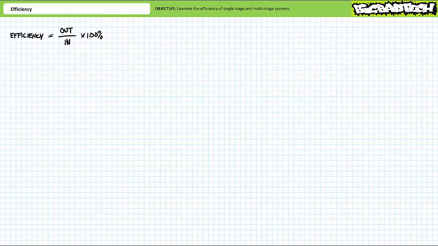I'm your instructor, Jim Pytel, and today's topic of discussion is efficiency. Our objective is to introduce a common performance measurement known as efficiency. We'll learn to calculate efficiency for single-stage and multi-stage systems.